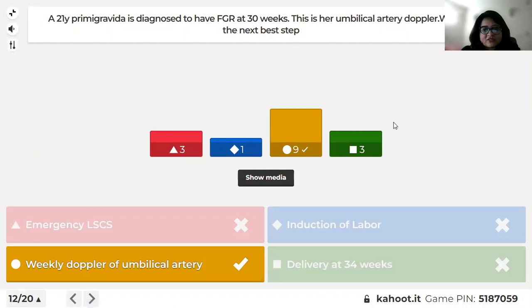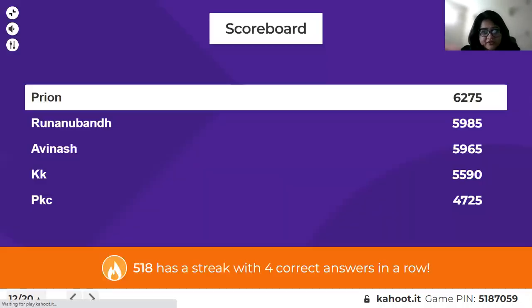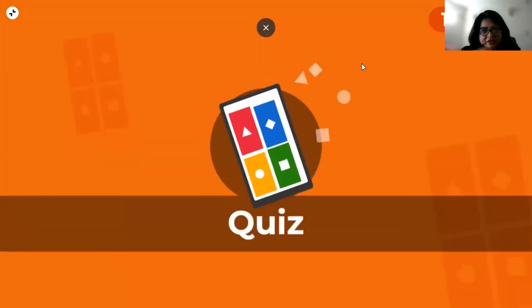Okay, yes. So this Doppler is actually normal and hence we won't terminate her. We will do weekly Dopplers of the umbilical artery. All right. Next question. So let's see the scoreboard. Okay, 518 has entered, and has a streak of correct answers.